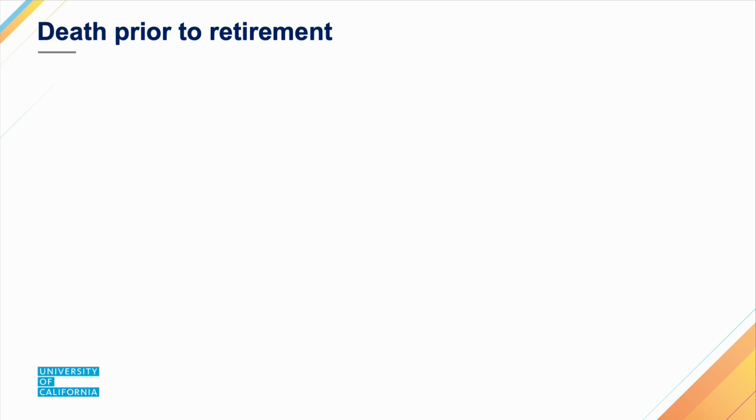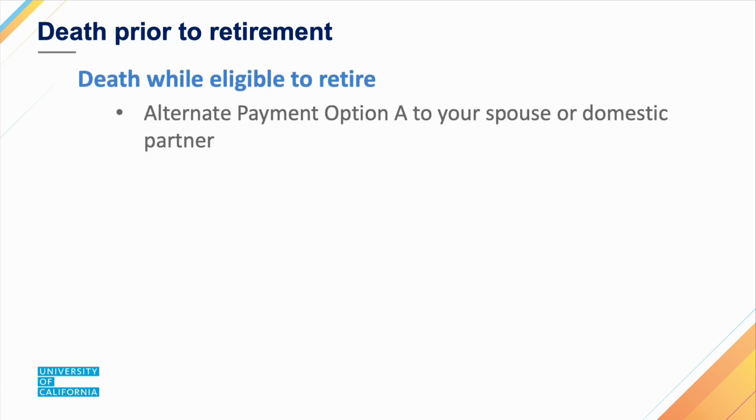Now, the prior two survivor provisions were based off of scenarios where you have already retired. So if you pass away prior to retirement, certain eligible family members may be eligible for income or benefits as well. Now, if you're eligible to retire at the time of your death, meaning that you have at least 5 years of UCRP service credit and meet the minimum retirement age requirement, then your spouse or domestic partner will be entitled to lifetime monthly income equivalent to the alternate payment option A.